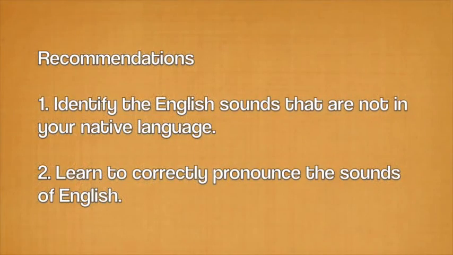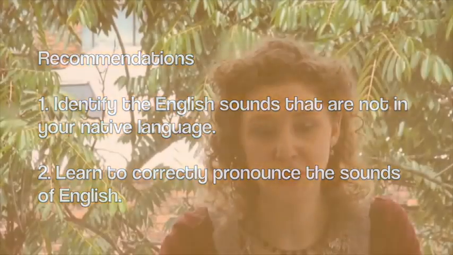1. Identify the English sounds that are not in your native language. Then learn to distinguish them from the common sounds in English. 2. Learn to correctly pronounce the sounds. This will train your ear to listen carefully to the sounds when spoken to you. So the next time someone says to you, "I saw a bear with a beard drinking beer and talking to a bird," you will know exactly what they mean.